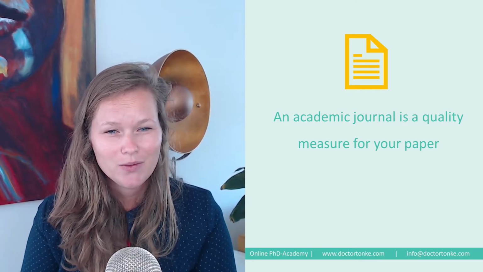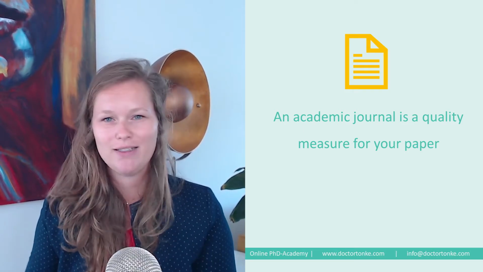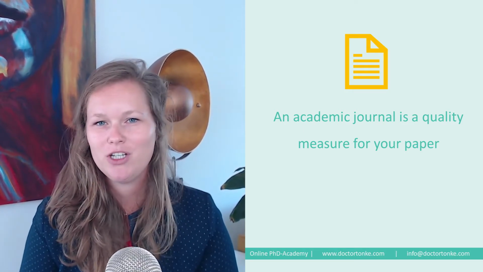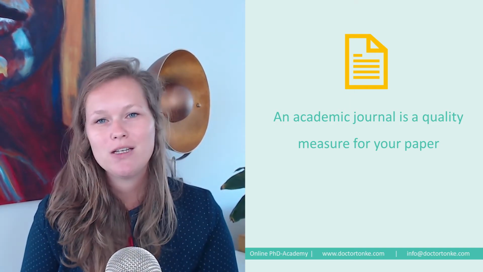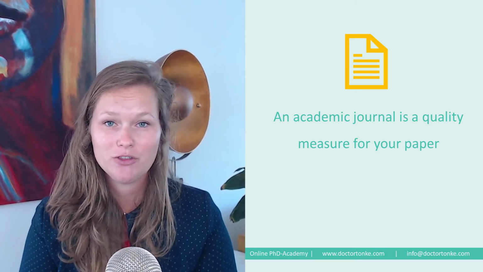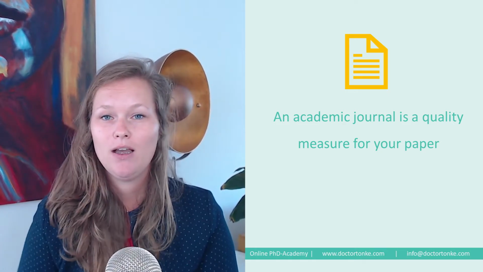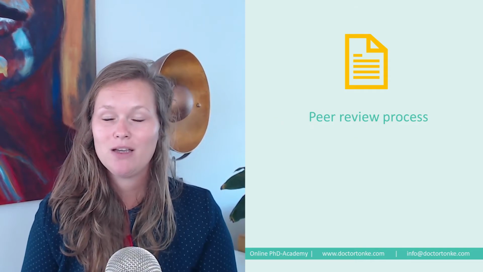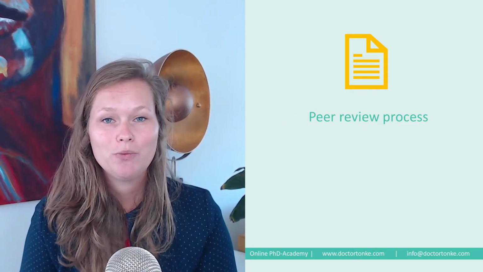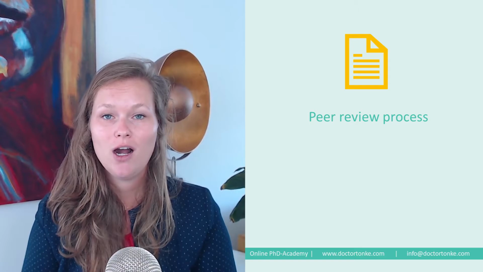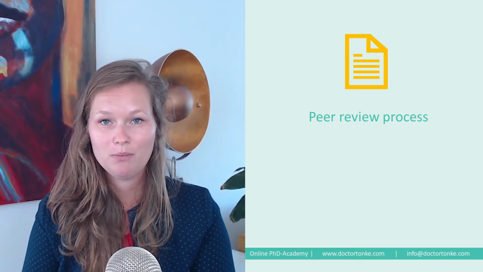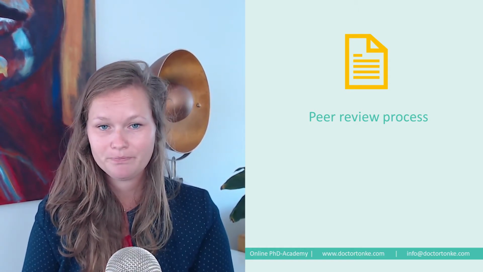Then the second why: would you want to publish in an academic journal and why not just publish it out in the open on the internet? Well, the main reason for that is that an academic journal is kind of a quality measure for your paper because it has this so-called peer review process, which means that other peers from your academic field are going to review your paper before it gets published.